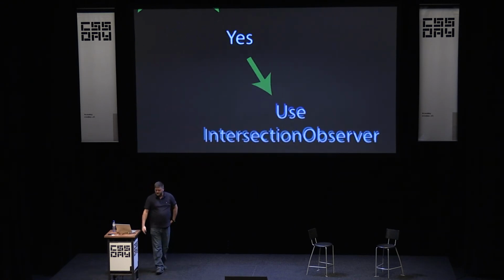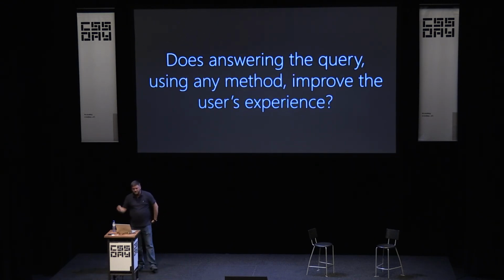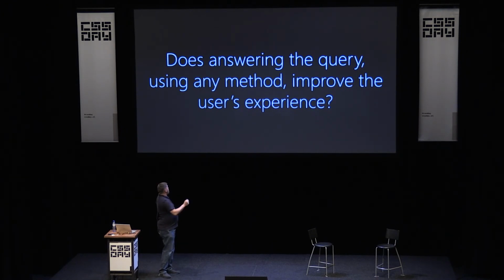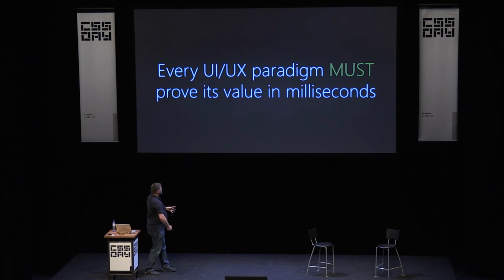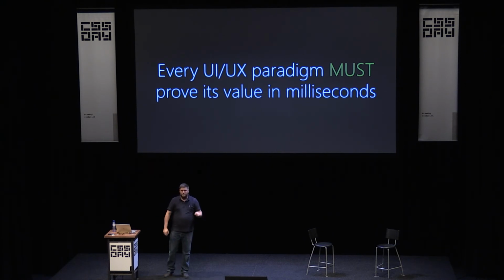If yes, use Intersection Observer. And finally, going back to that last point, does answering the query, is it actually important? I really feel this is important. This slide I really think is very important, because sometimes I think we so focus on, well, this is what the designer gave me, I need to solve it. Every single thing you do has to prove its value in milliseconds. Every single thing. Because ultimately, that is how we need to prove our metric for success, and we need to make sure that that works.